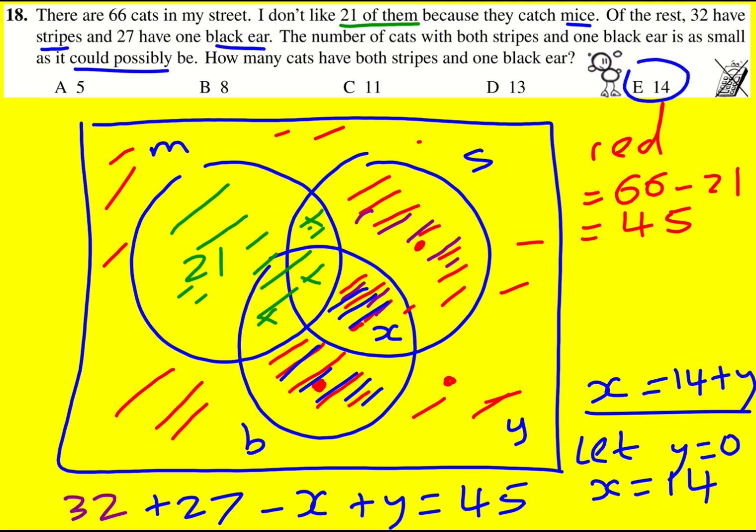Now I've got to admit, I got lucky in this question. I kind of assumed that they would all have one of the traits and that y was 0 that way, so I just dealt with it as 0 throughout. But I shouldn't have really, because in theory there could be one with none of the traits. So it's actually quite important to let y equal 0. So that means we've got 14 here, and you can figure out the rest of them. Stripes was 32, so this has got to be 18. And then one black ear was 27, so this has got to be 13, and this is 0.